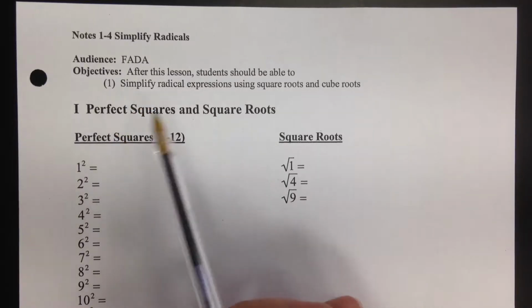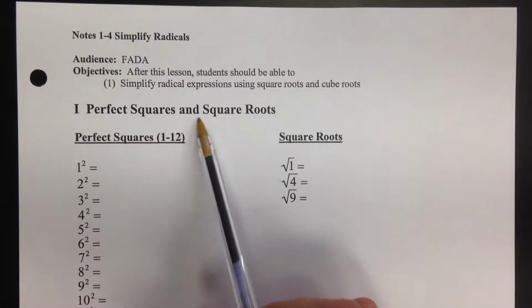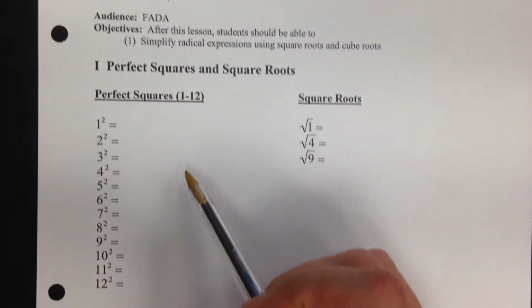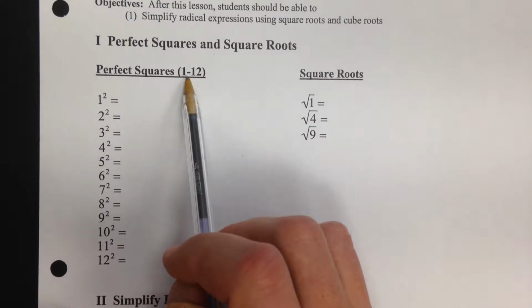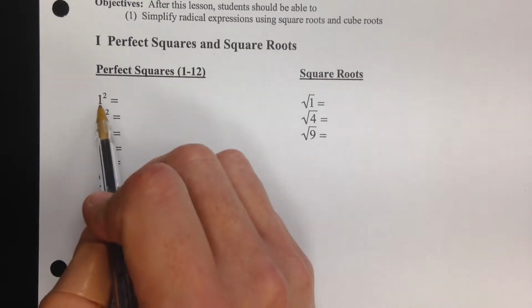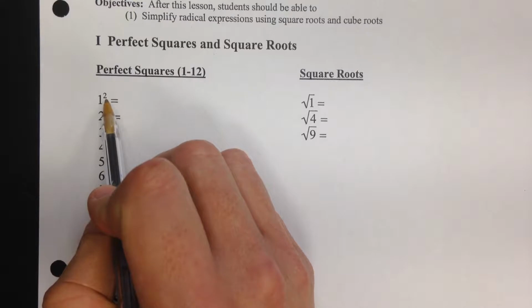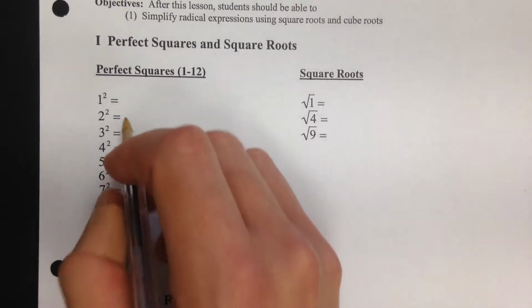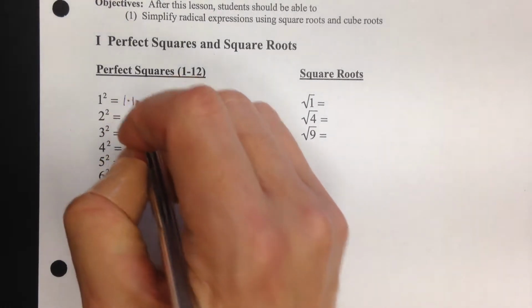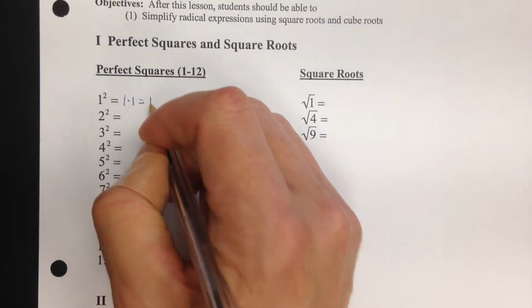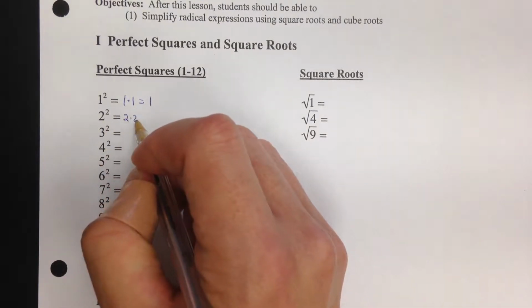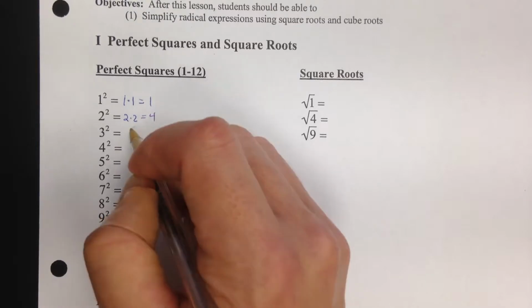All right, the first thing we're going to do here is talk about perfect squares and square roots. What does it mean to be a perfect square? For the first perfect squares, we're going to do the first 12, from 1 to 12. When you raise a number to an exponent, that exponent tells you the number of times that you're multiplying the number by itself. So 1 squared is the same as 1 times 1, which is equal to 1. 2 squared is 2 times 2, which is equal to 4.